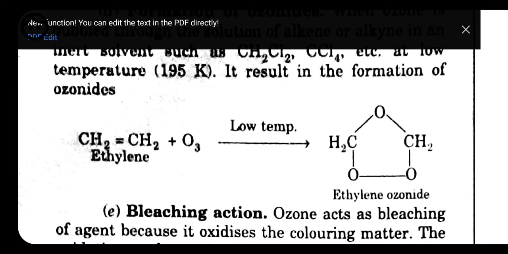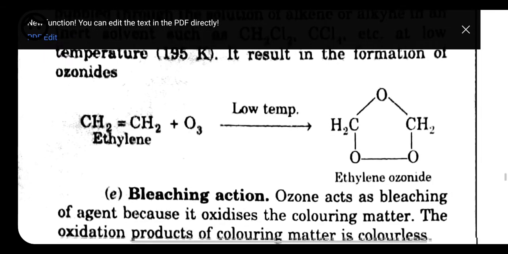See here we have ethylene. This ethylene, at very low temperature, combines with ozone and it breaks the double bond and makes a bond with ethylene, and then formation of ethylene ozonoid takes place.